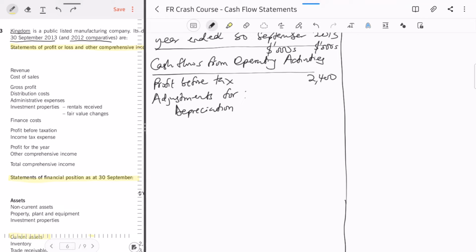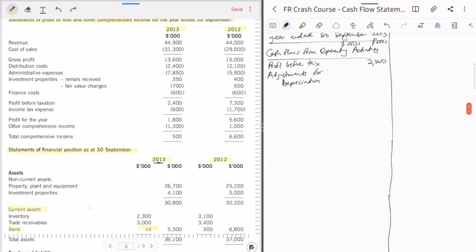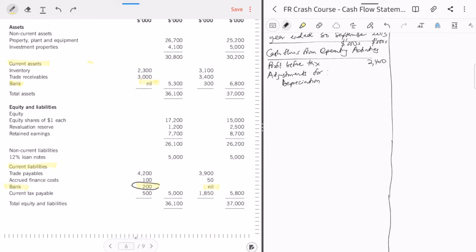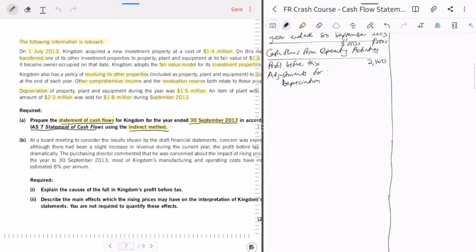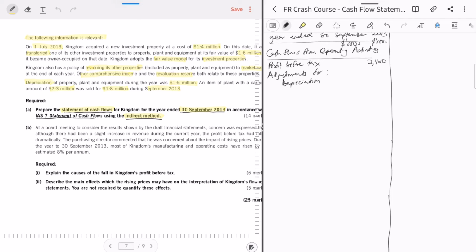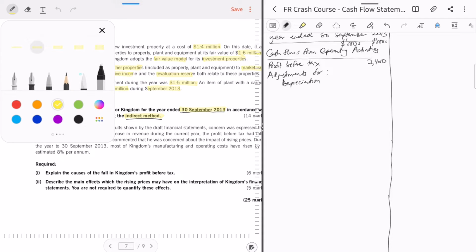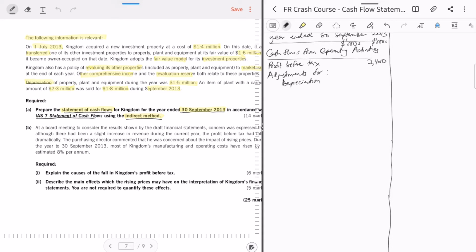So how do we find our depreciation figure? It should be given to us in the question somewhere. If not, we can find it easily. So let's go through to the notes. Okay, oh, here it is. Look at the last paragraph. They said depreciation of property, plant, and equipment was 1.5 million. So all I'll do is come here and add back 1,500.